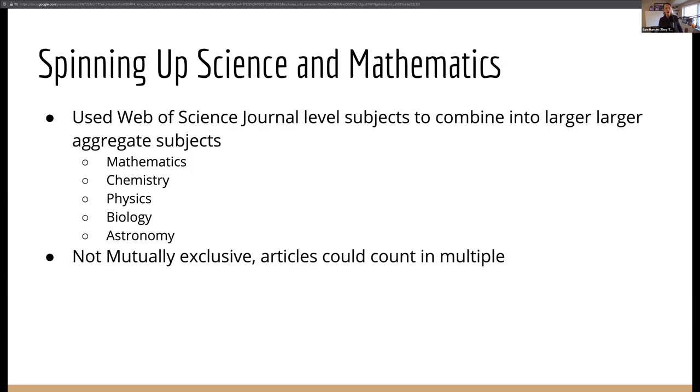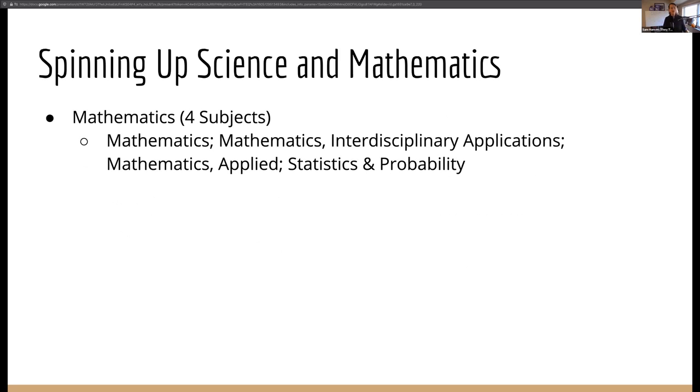I also have done some comparisons between mathematical sciences and other sciences. I use Web of Science journal level subjects to combine them into aggregate subjects: mathematics, chemistry, physics, biology, and astronomy. They're not mutually exclusive. Articles could count in multiple subjects. Mathematics is mathematics, interdisciplinary applications, applied, and statistics and probability.